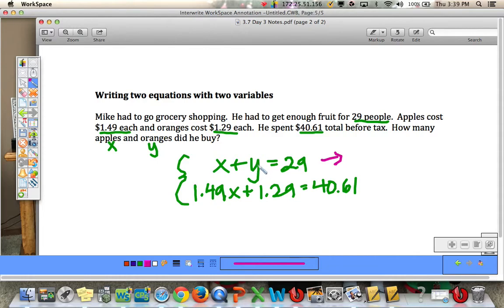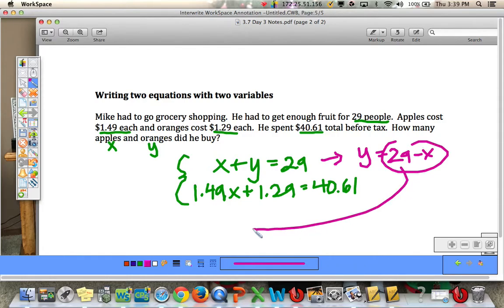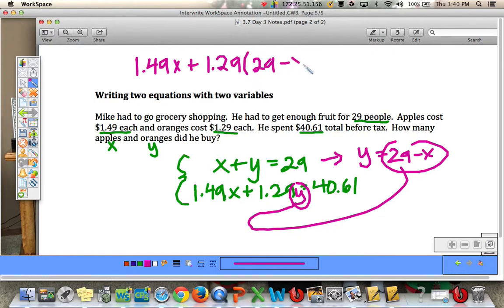So I would solve one of these for x or y. Let's solve for y. Y equals 29 minus x. Let's plug that in for y. And I forgot my y here. All right, so here's my y. We're going to plug it in. Here's what it'll look like. 1.49x plus $1.29 times 29 minus x equals 40.61.